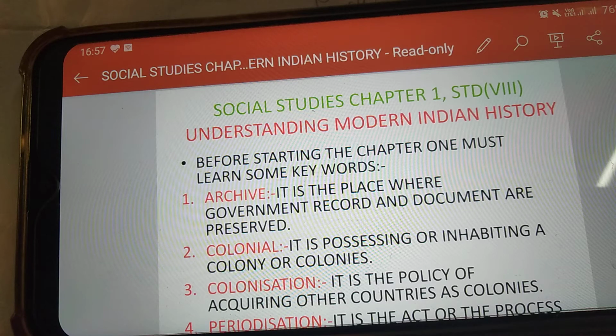I am going to teach you the first chapter, Understanding Modern Indian History. Here are some keywords you can go through yourself also.